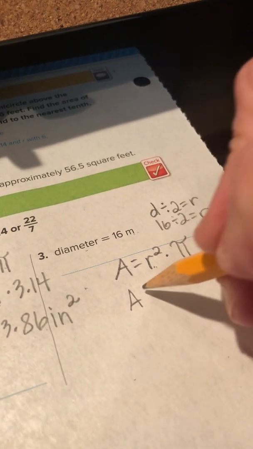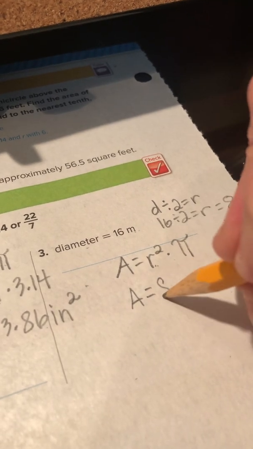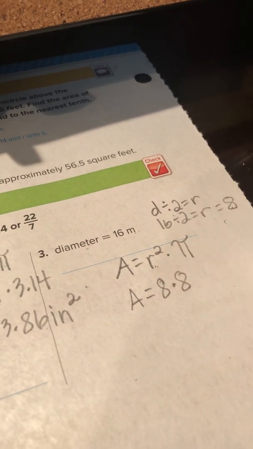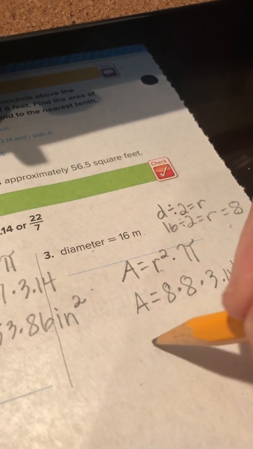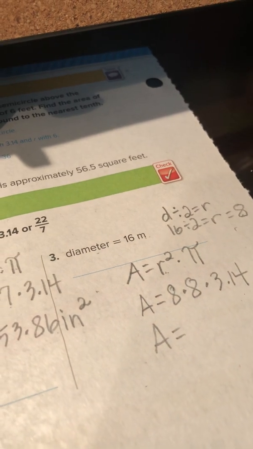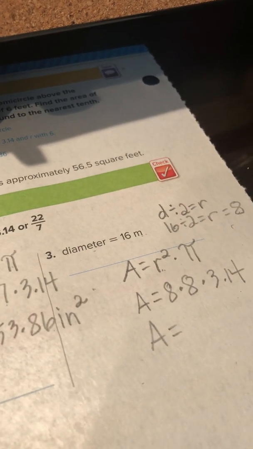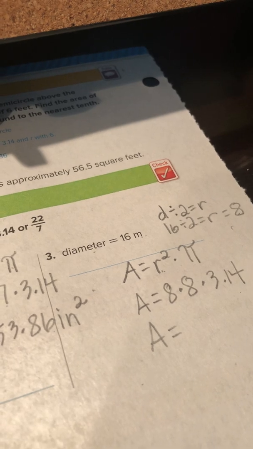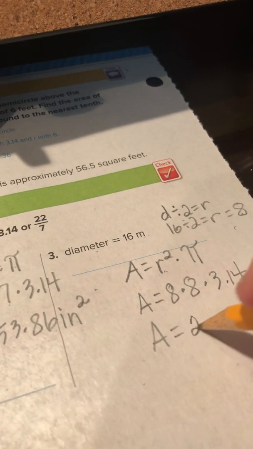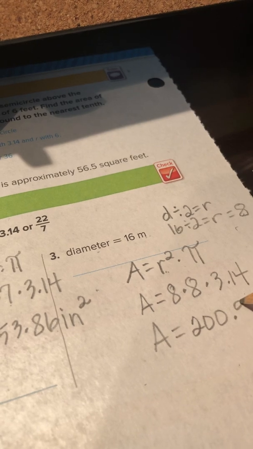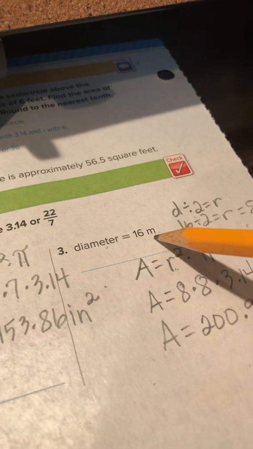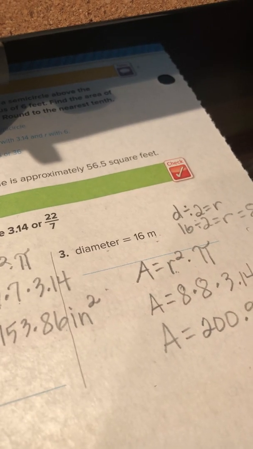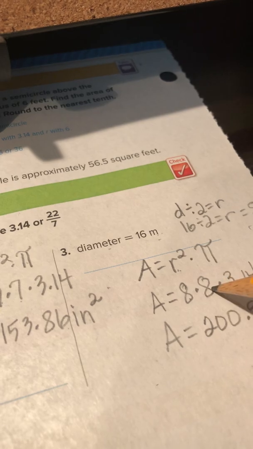So now we can use that 8 as our radius. So let's say that the area equals radius times radius, which would be 8 times 8, times our 3.14. And you're going to punch on your calculator and get your answer. All right, 296 hundredths. Measurement, meters. Meters squared, because it'd be 8 meters and 8 meters. Let's move down here to this guy.